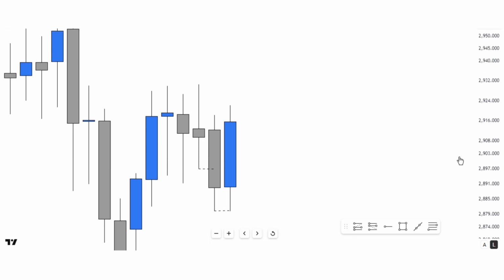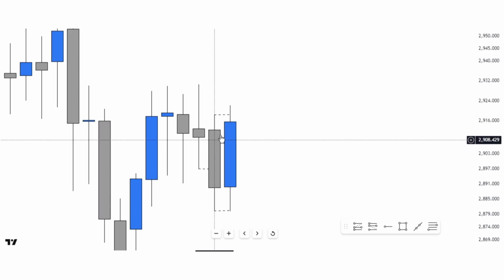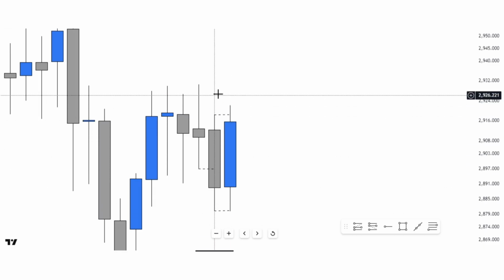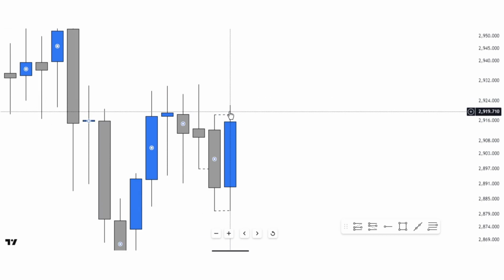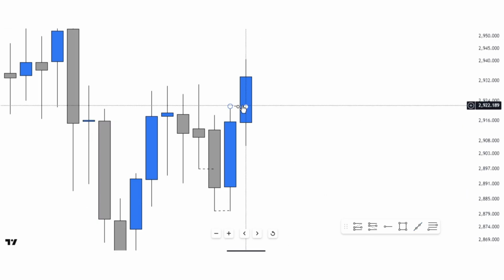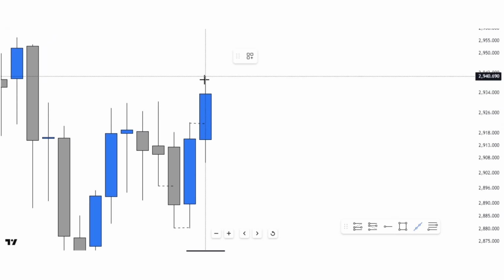And then price comes to this prior day low. It wicks into it, but it doesn't close below it. Then it goes to the prior day high as well. So price comes into the prior day low and the prior day high, wicking into both, and it doesn't close below or above both. Let's go ahead and see what price does next. And price closes above the prior day high. Now we're intending for price to come to this prior day high.